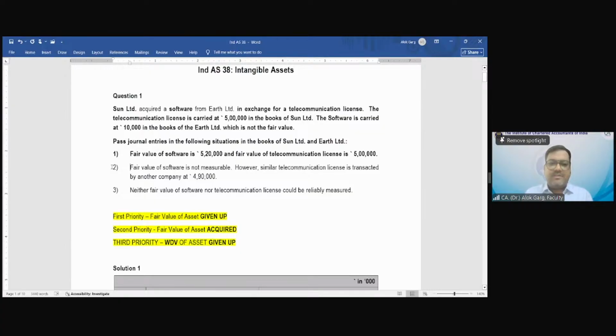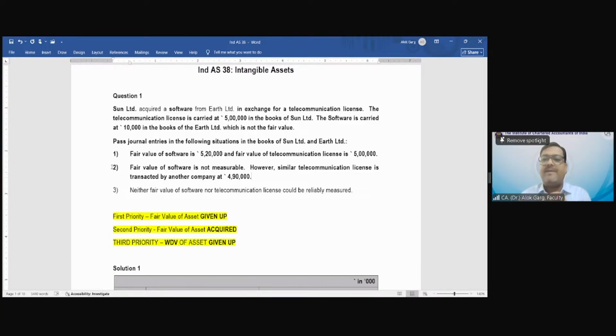Second situation. Fair value of software is not measurable. In the first case, the fair values of both the asset acquired and the asset given up were given, but you picked only the fair value of the telecom license given up. In the second scenario, fair value of the asset acquired is not given. Doesn't matter. But fair value of the telecom license is given, which is 4,90,000.